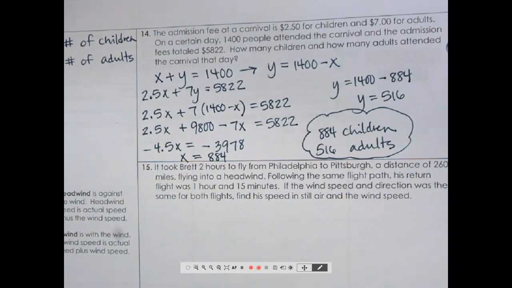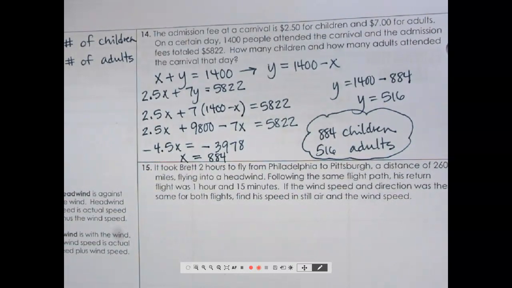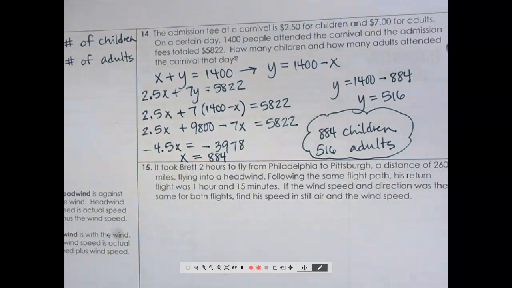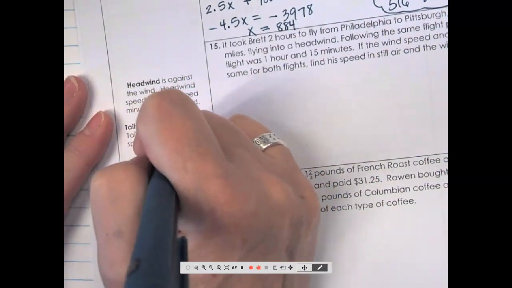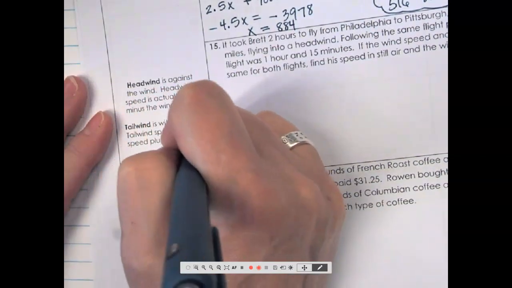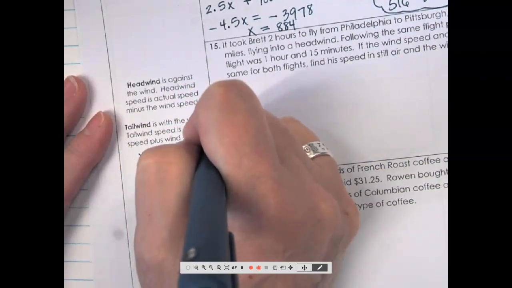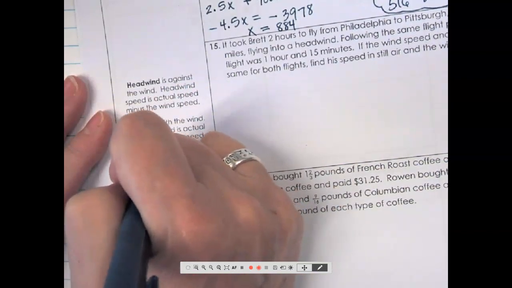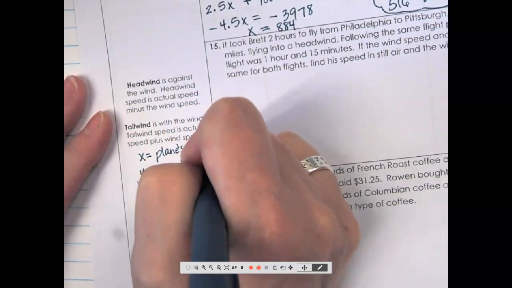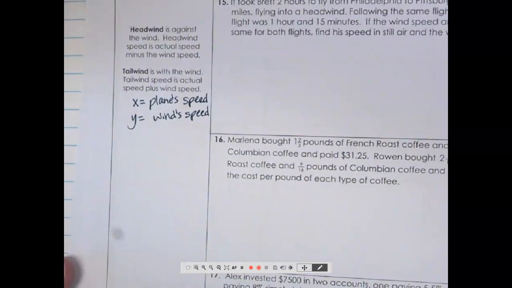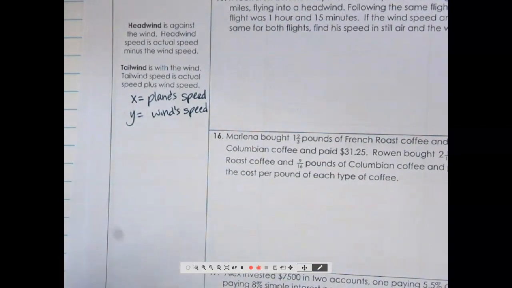His speed and the wind speed. Okay, so let's let X be one of those and Y be the other. I'm going to come over here. I'm going to say X equals plane's speed and Y equals wind speed. Okay, so generally, like I said, what you're looking for is going to be at the bottom. It's going to tell you what your variables should represent.